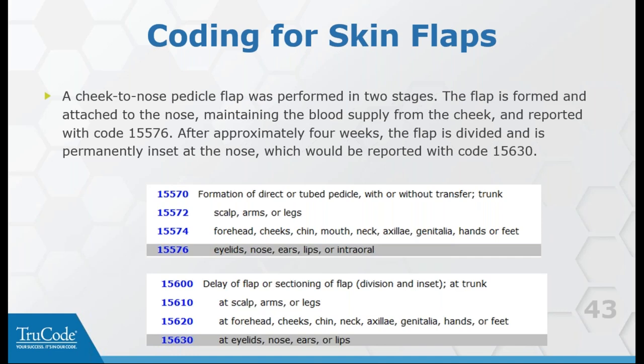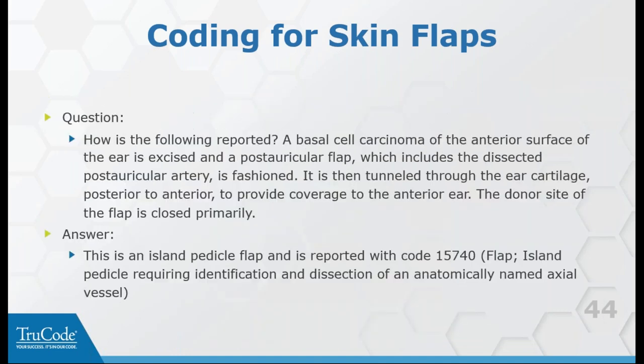The first code was 15769, and it's going to be used to report autologous soft tissue grafts such as fat, dermis, fascia, or other soft tissue. In this case, the tissue is harvested using an excisional technique, and the graft is placed into the defect during the same operation.